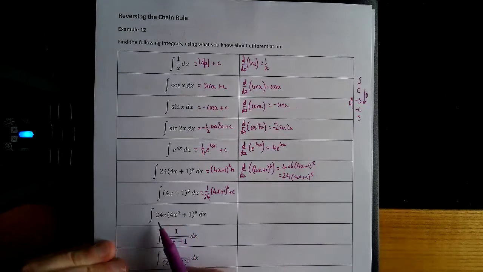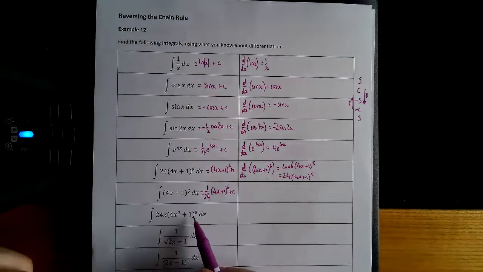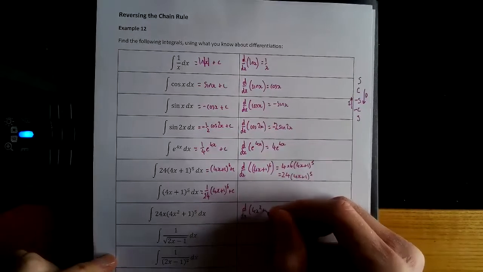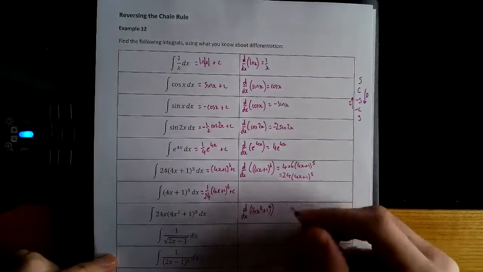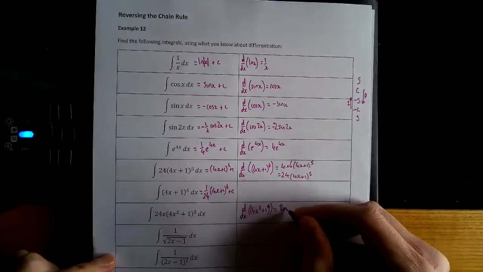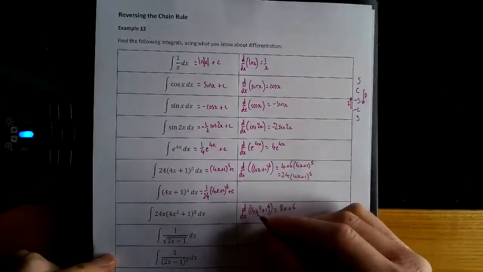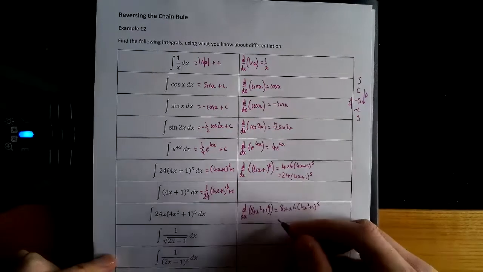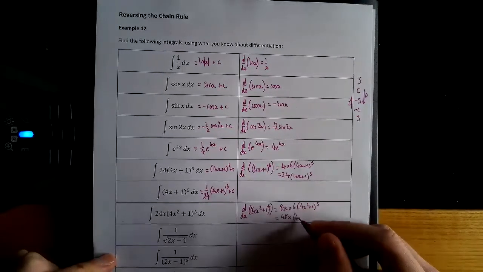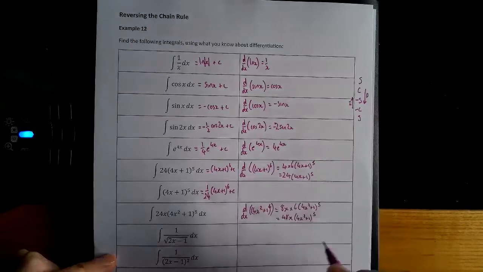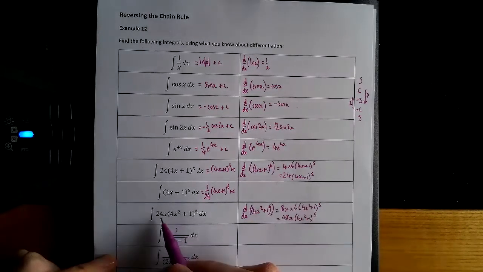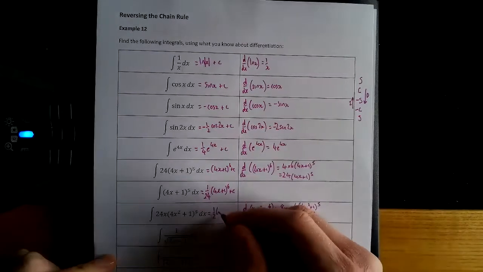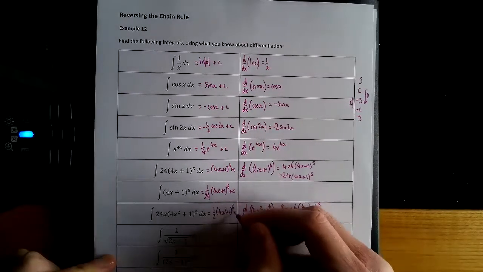Next one, we've got (4x squared plus 1) to the power 5. So again, let's try power 6. So (4x squared plus 1) to the power 6. So differentiate the bracket, so 8x, times by differentiate the power, so 6 (4x squared plus 1) to the power 5. So that gives us 48x (4x squared plus 1) to the power 5. I don't want 48, I want 24, so I need to divide by 2. So it's a half of that bracket there, so a half (4x squared plus 1) to the power 6 plus c.